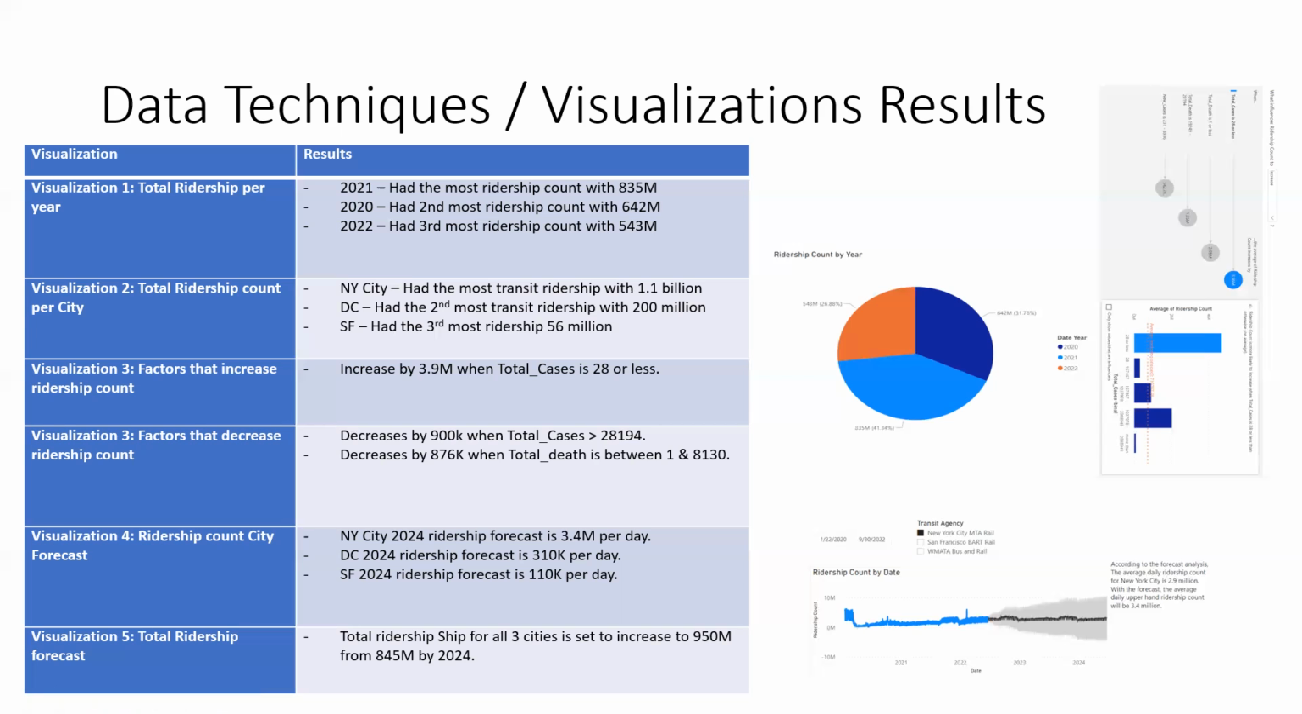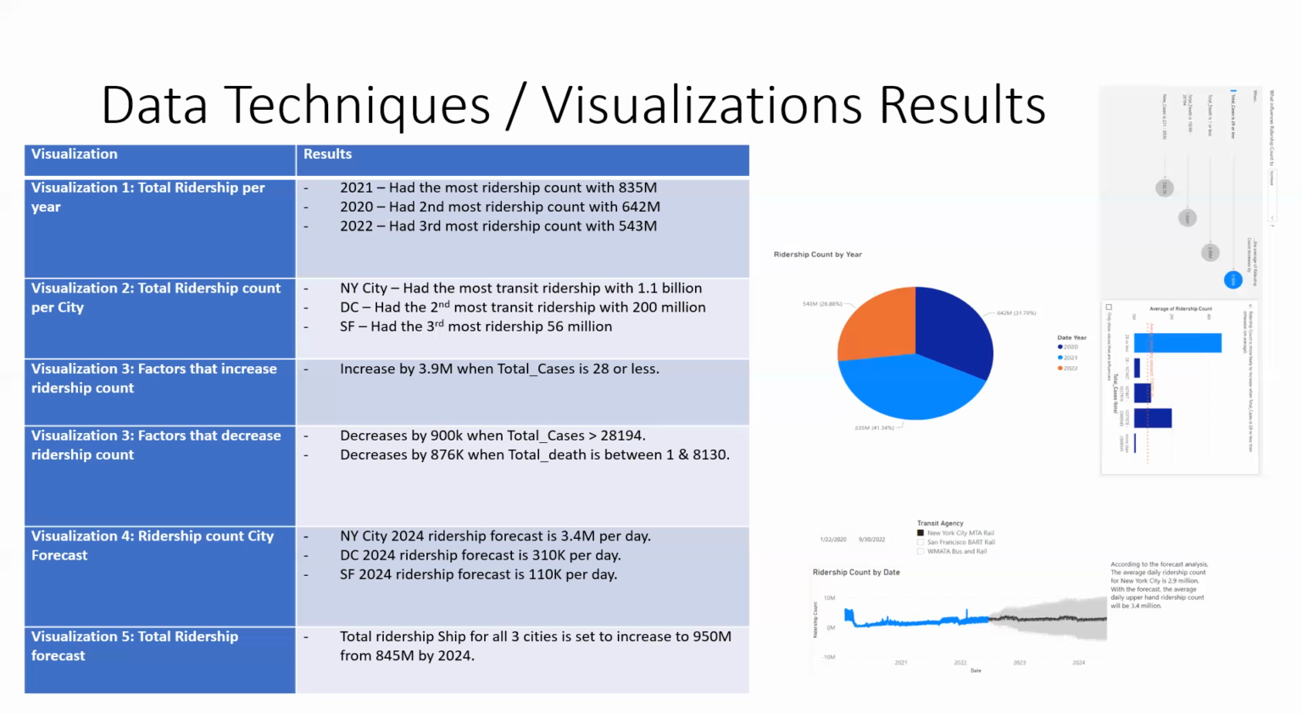The years used in my data set start from 2020 and end mid 2022. Within that time span, New York City had a total transit ridership of 1.1 billion, followed by DC with 200 million, and then San Francisco with 56 million ridership counts.